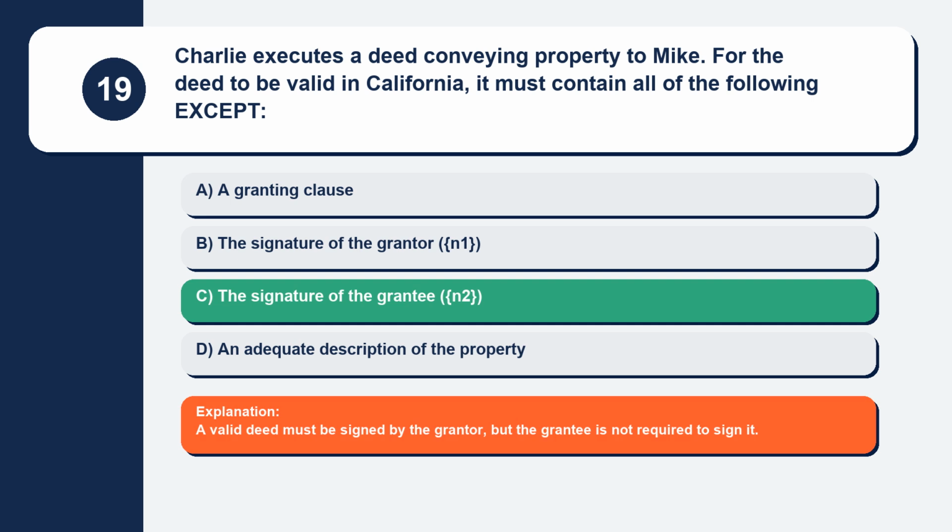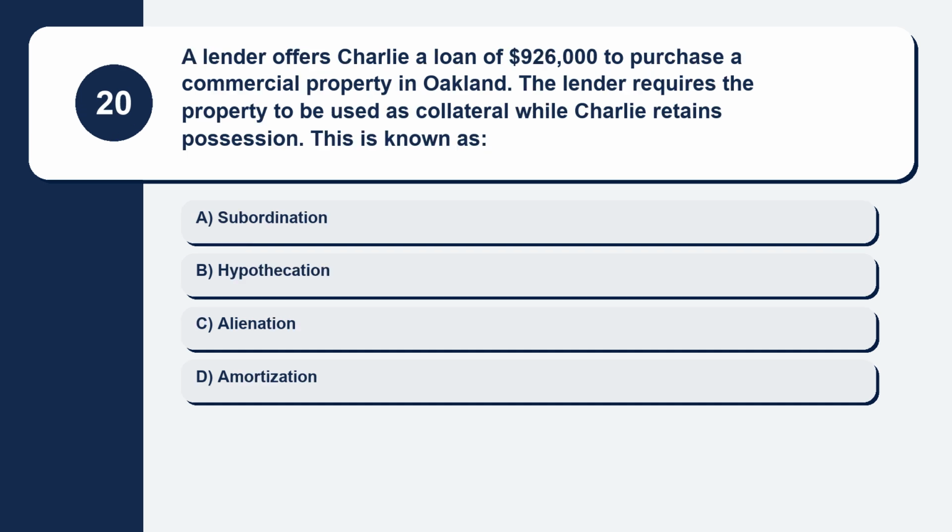Explanation: a valid deed must be signed by the grantor, but the grantee is not required to sign it. Question 20. A lender offers Charlie a loan of $926,000 to purchase a commercial property in Oakland. The lender requires the property to be used as collateral while Charlie retains possession.